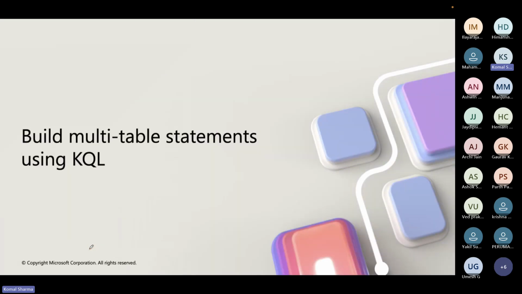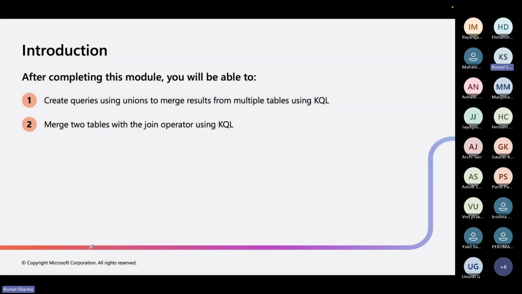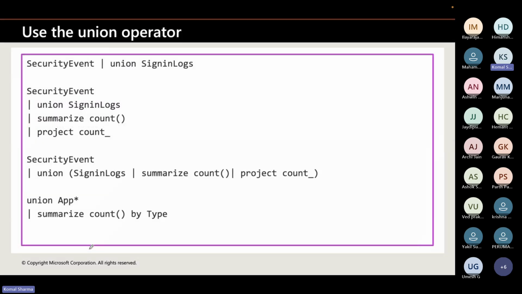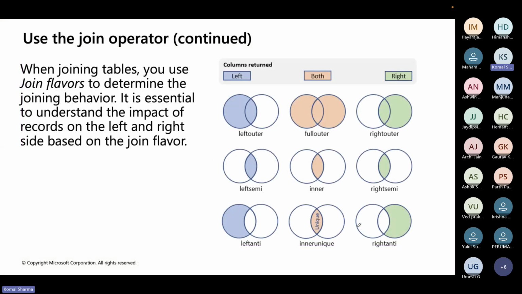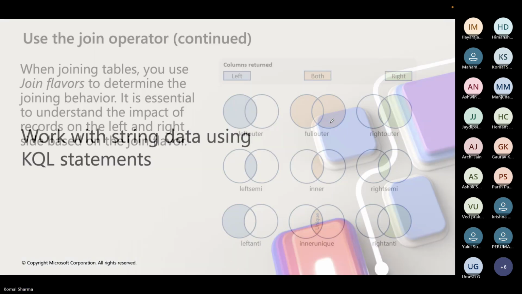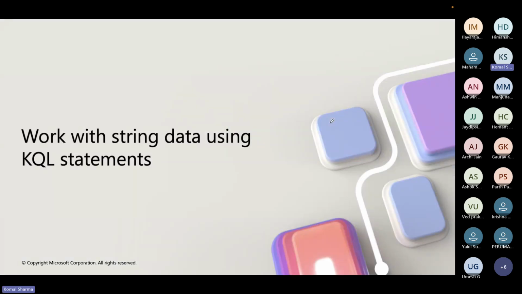You can also build multi-table statements using KQL. You can use multiple tables in a single statement by using the union operator. The union operator is going to include, like here you have included SecurityEvent and SigninLogs, both the tables. You can use the join operator to join the information from all the different tables. There are different types of join, like left join, inner, and right, which determine how the data will be collected from the right table and the left table.